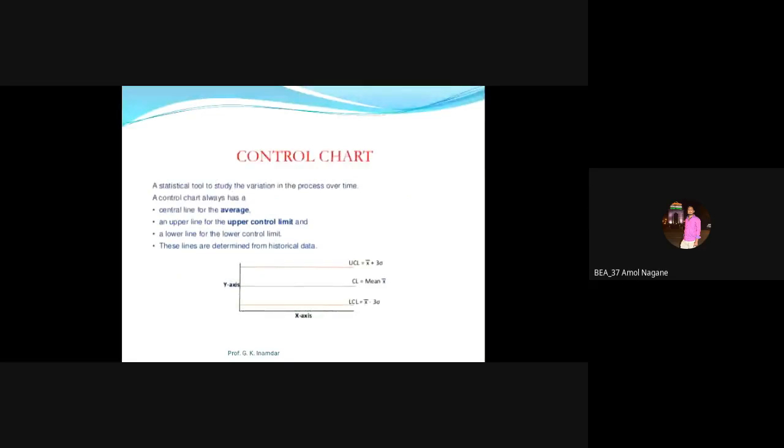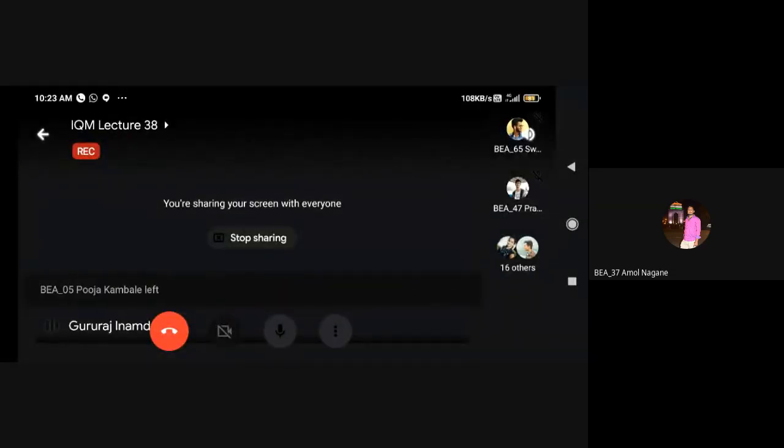Now control charts. We have already discussed that a control chart is nothing but a display of results, or a display of statistical data. It is a statistical tool to study the variation in the process over time. A control chart always has a central line for the average. This is the basic. We have already dealt with this from second year also, in the limits, fits and tolerances chapter. In which subject did we discuss it? Triple M, right?